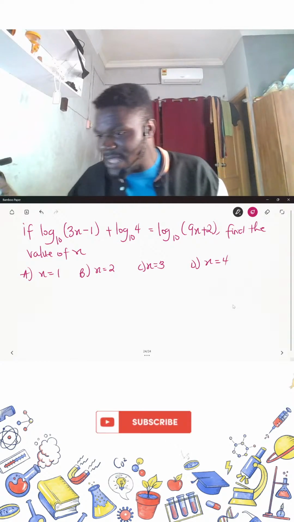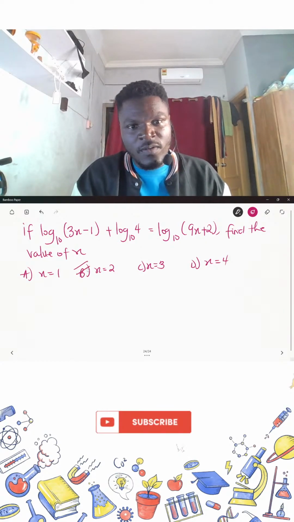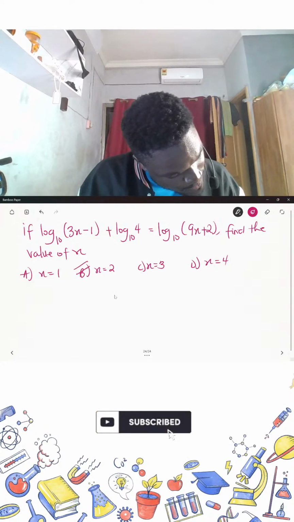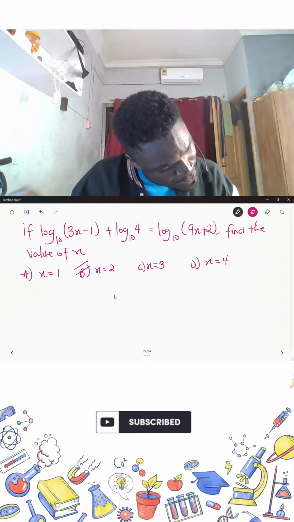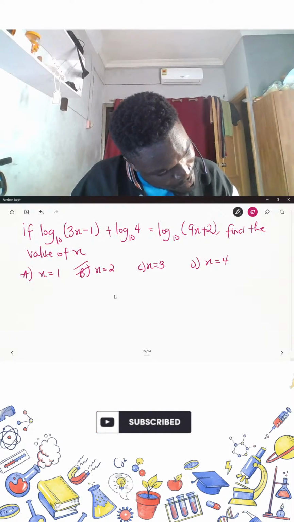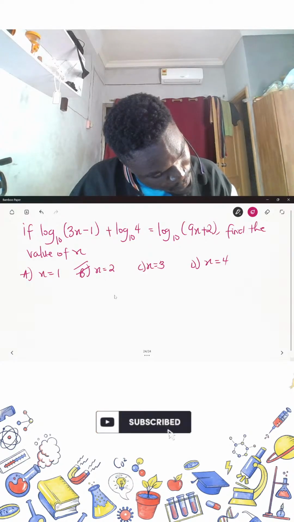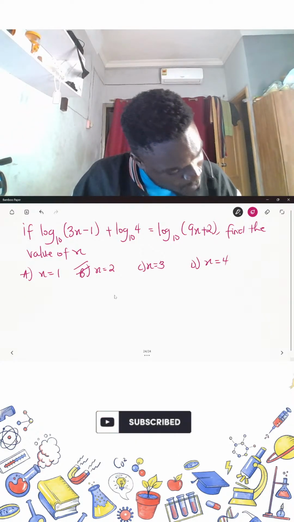And yes, the correct answer is 2, right? So in this case, I will not solve because we all found 2 to be the answer. Okay, so let's look at another question. I'm trying to find a very complicated one. I'm trying to find a very complicated question for you guys.